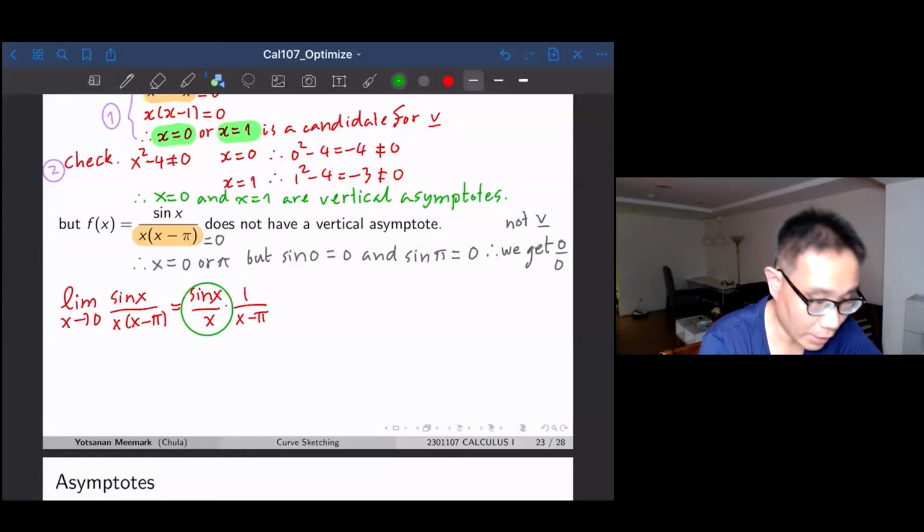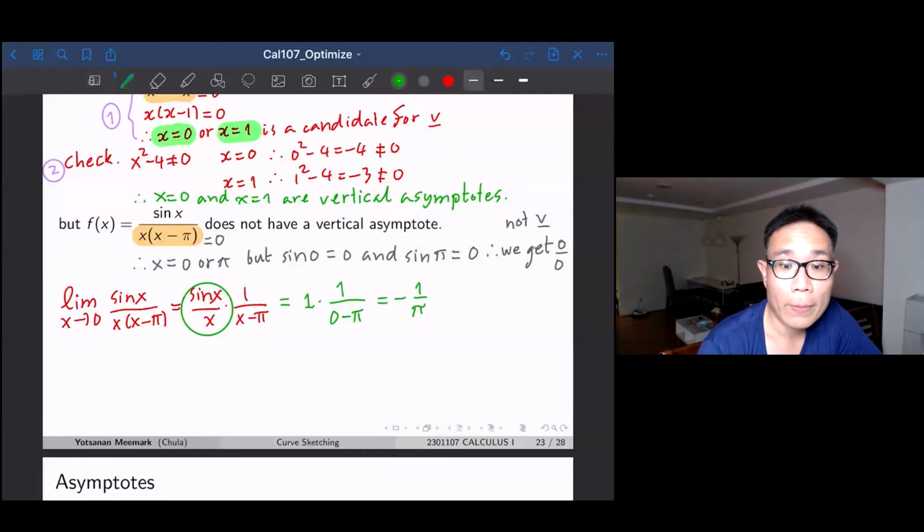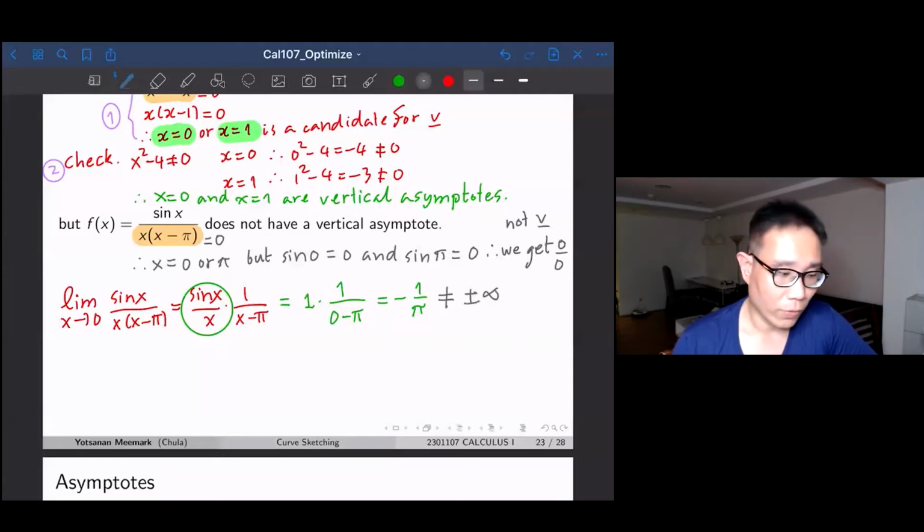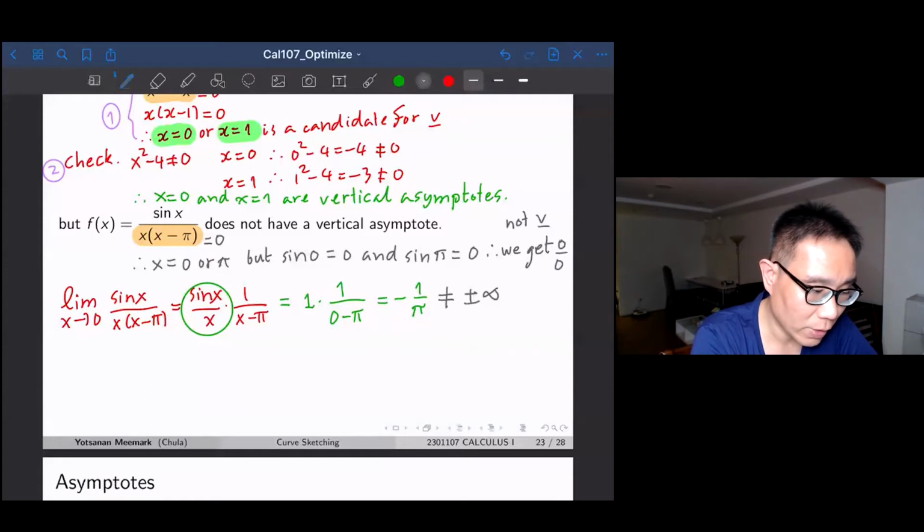Okay, so you have sin x over x. This one has limit equal to 1, and you plug in 0, so 1 over 0 minus pi. So this is negative 1 over pi. So this one has the limit equal to negative 1 over pi, and it is not equal to positive or negative infinity. So in this case, it turned out to be not a vertical asymptote.